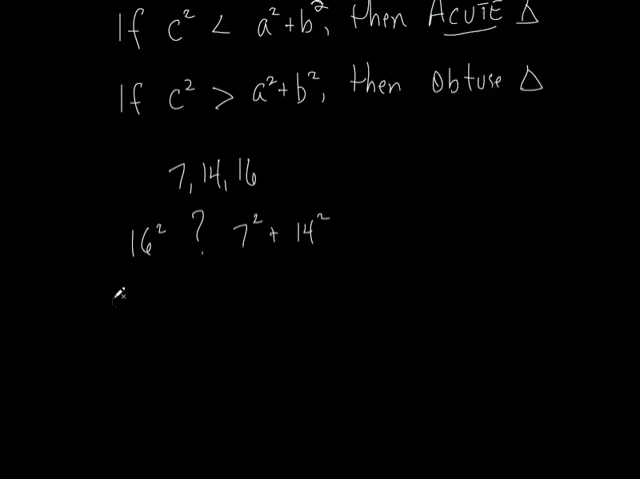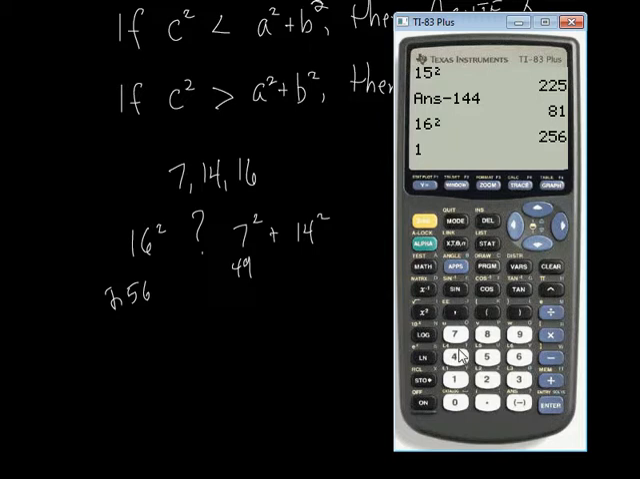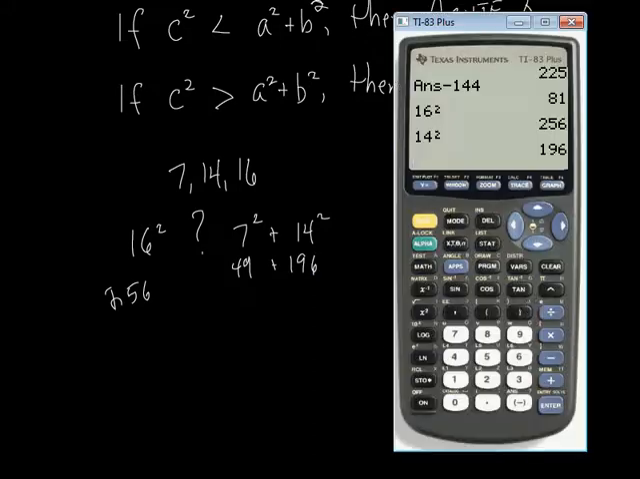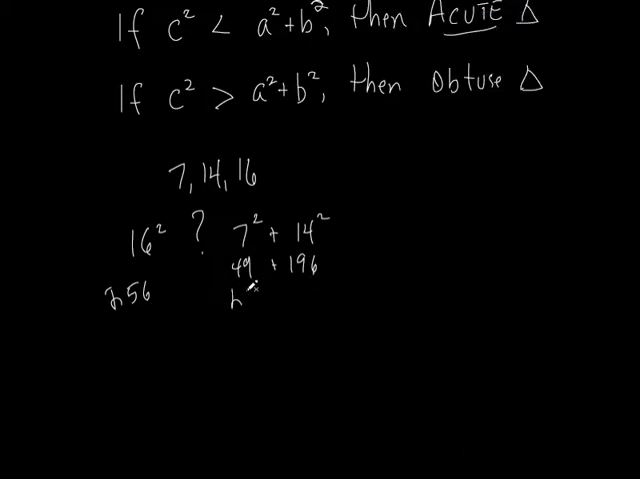So this is 256. This is 49. And 14 squared, you should know that. It's 196. So what's 196 plus 49? That's 245. Now watch. Okay, 256 is what to 245? It's greater than. So what kind of triangle is this? It's obtuse.